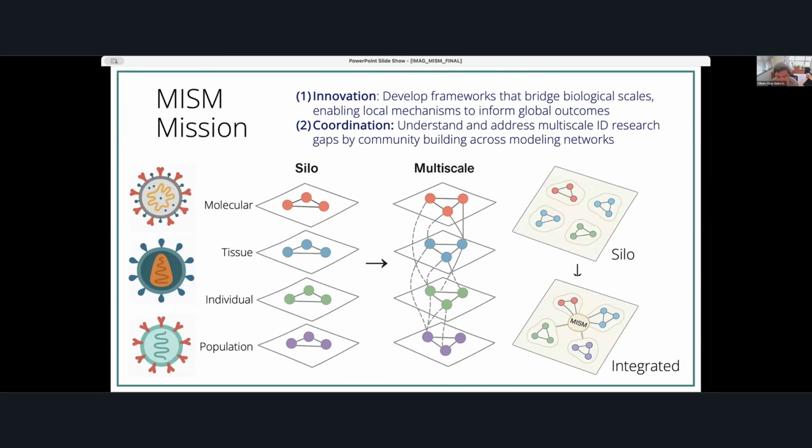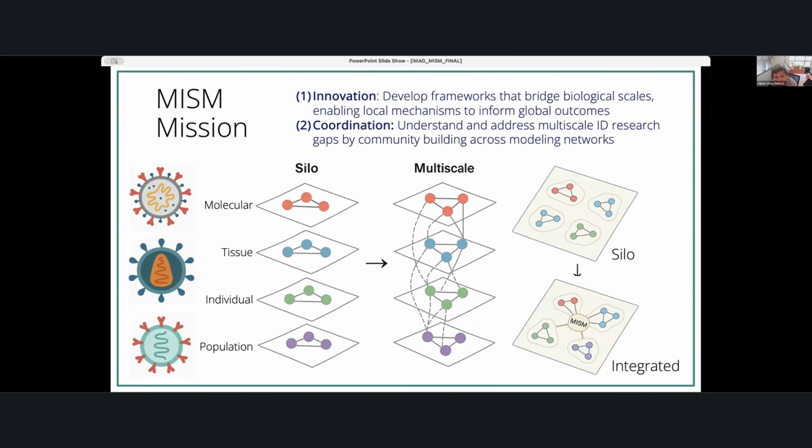Broadly, I think MISM has two missions. The first mission is a research mission, so it's innovation, and what we are focused on is how to bridge across biological scales. We're very interested in how to bridge across immune biological scales. And this, in some sense, is ancillary to immune digital twins. But I think some of the technologies we develop could potentially be very helpful for immune digital twin development.